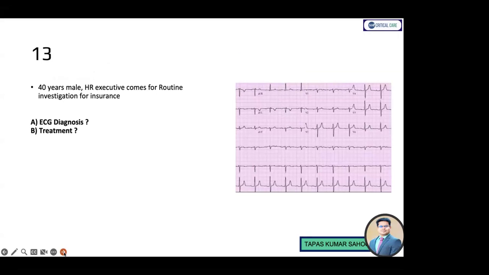Anyone? First degree heart block, treatment conservative. Okay. Anyone?